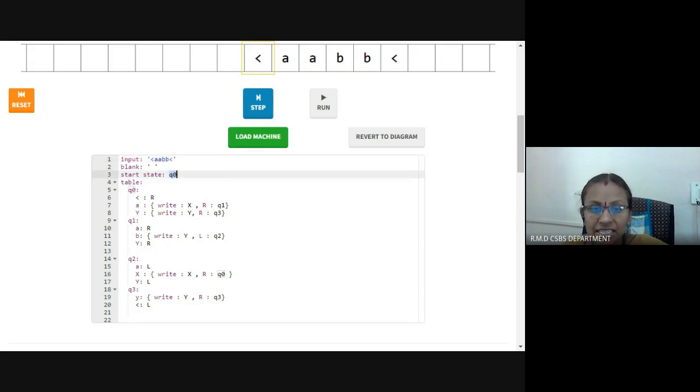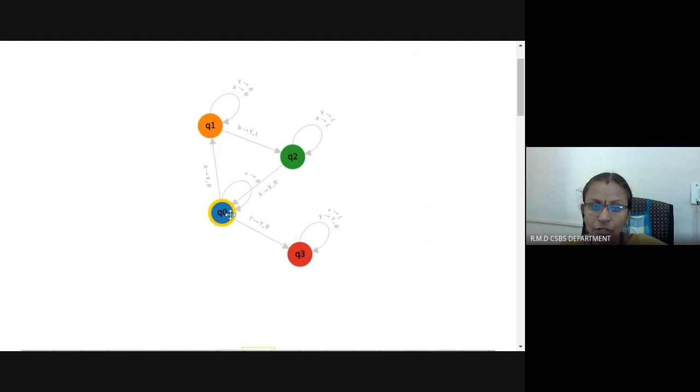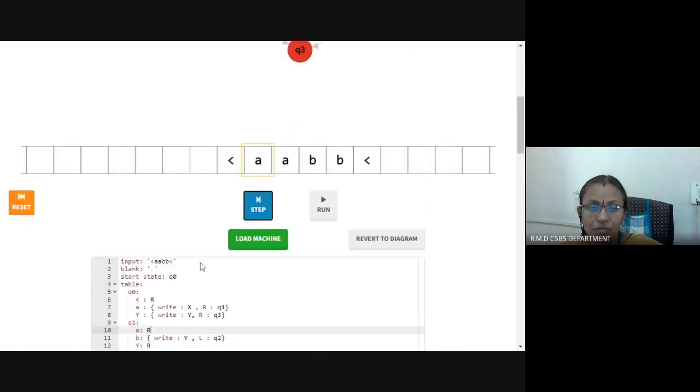So let the initial state be q0. I'm constructing the transition table. When it is q0 and the initial symbol, I'm just moving right. I start reading my first a symbol. When I read the a, I change that a to X, move right, and the state changes to q1. So the next step is a, q1. That is what is happening here: in q0 on a, it writes X and moves right.